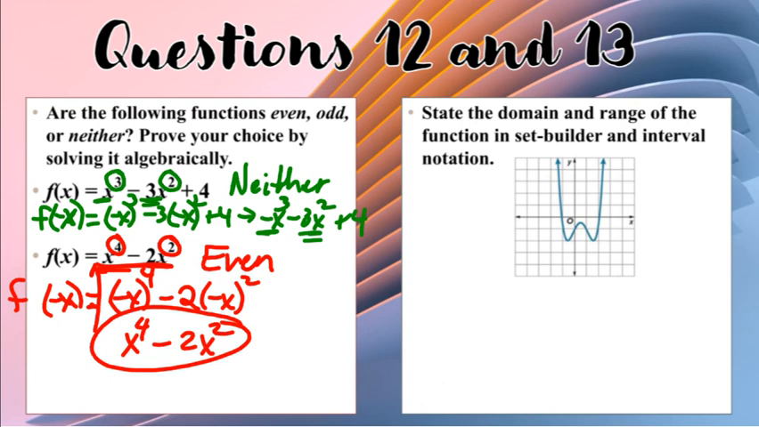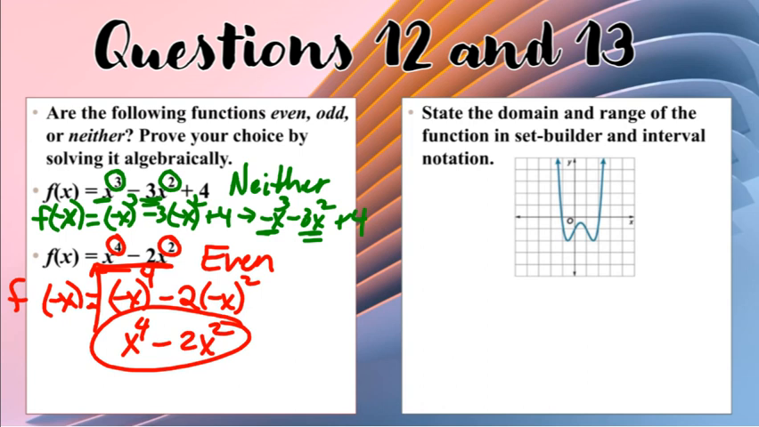For it to be odd, the signs would have to be different for every single term. So if for this one it was odd, it would be a negative x to the fourth plus 2x squared. Okay, but since nothing changed, this would be an even function.